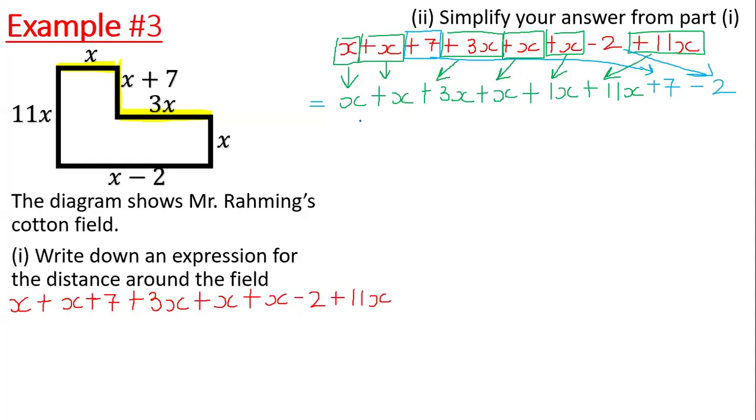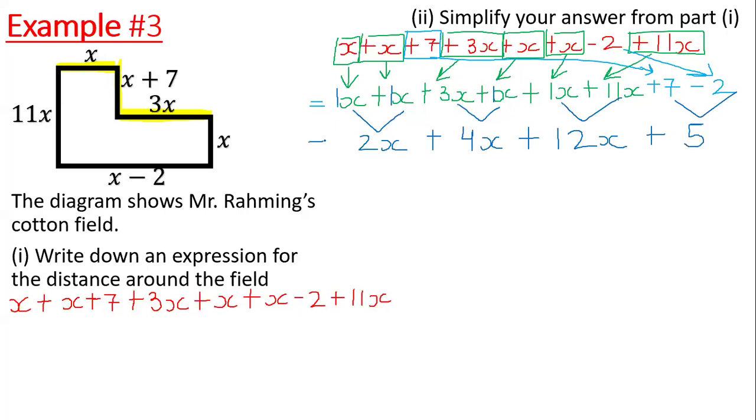Okay, so let's go, Chanel. What are we going to do? We have to put what? 1x and 1x. We're adding. That's going to be what? 2x. And then what else do we have? We have 3x and x. That'll be 4x. Very good. And 1x and 11x, that would be 12x. And then we have plus, what is 7 minus 2? That's 5. Good.